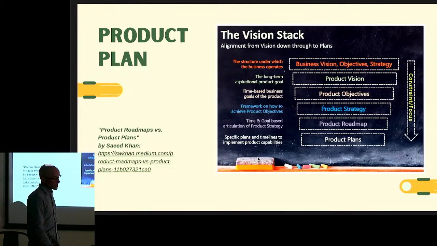So what is a plan then? A plan is really the bottom tier here. We usually think of that in terms of the slices of a release that we release. It's the deliverables. But in order to have a plan, you actually need a lot of this other stuff to be correct first. That's from an article by Saeed Khan. You can check it out there. I'm not sure if we'll share these slides afterwards, but if you search "product roadmaps versus product plans" by Saeed Khan, you'll find it on Medium.